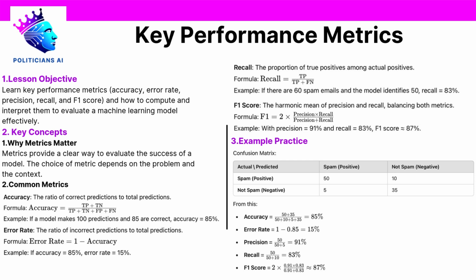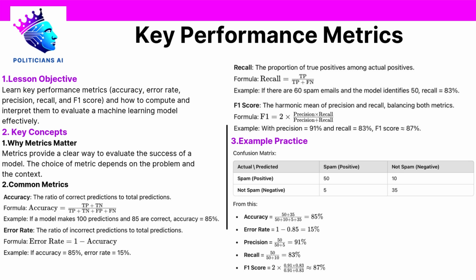But here's the catch: accuracy doesn't always give you the full picture. Let me explain with an example. Imagine you're building a model to predict whether patients have a rare disease. Only 1% of the patients in your dataset actually have the disease. If your model predicts no disease for everyone, it will still be correct 99% of the time.